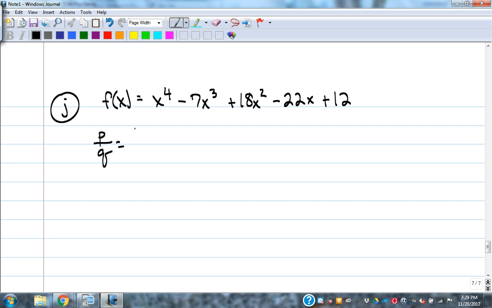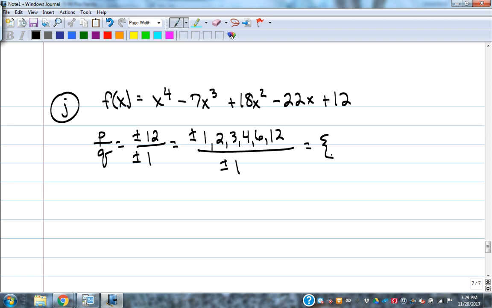P over Q, plus or minus factors of 12 over factors of 1. So we need the factors of 12, which are 1, 2, 3, 4, 6, and 12. Factors of 1, so the list is just the factors of 12. Anytime that leading coefficient is 1, it sure makes things a lot easier in a lot of ways. And so there's my possible rational zeros.